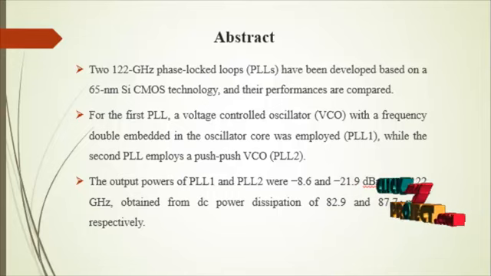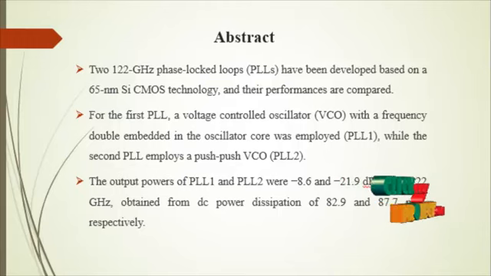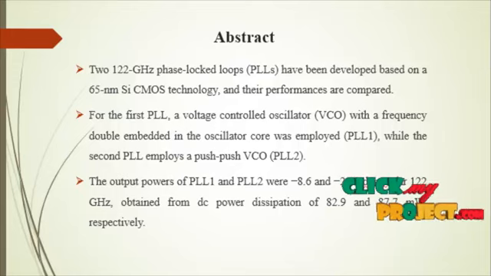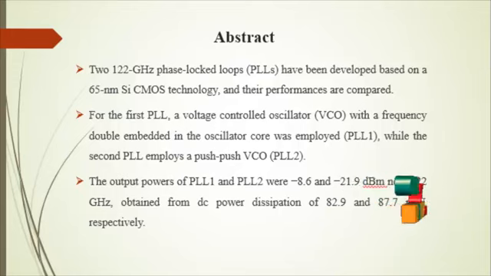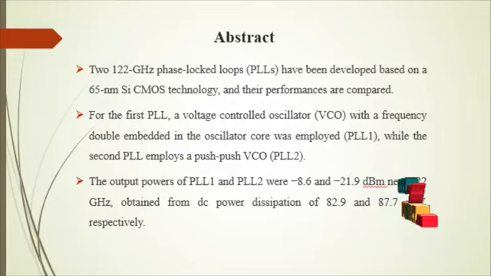For the first PLL, a voltage controlled oscillator with the frequency doubler embedded into the oscillator core was employed, named as PLL1, while the second PLL employs a push-pull voltage controlled oscillator. The output power of PLL1 and PLL2 were minus 8.6 and minus 21.9 dBm, near 122 GHz, obtained from DC power dissipation of 82.9 and 87.7 microwatt respectively.